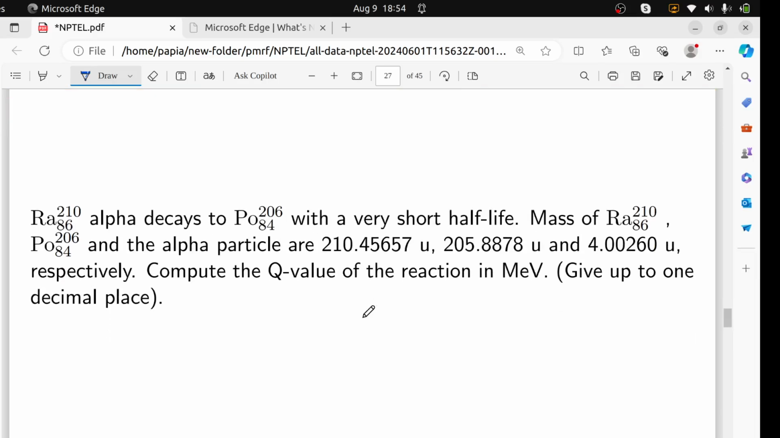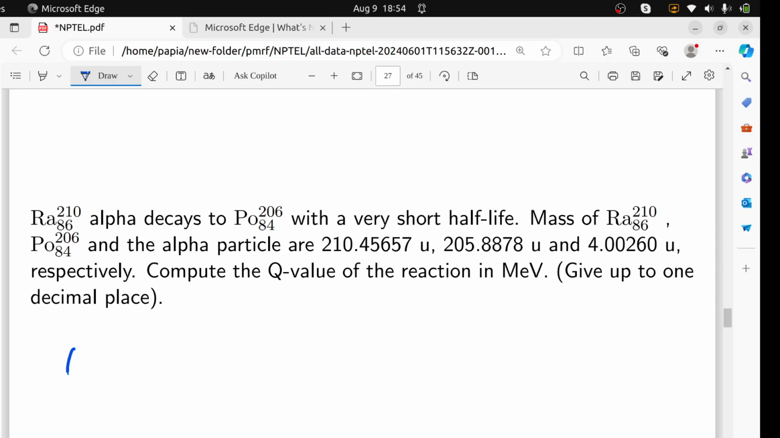So now coming to question number 9. Radium 86,210 alpha decays to polonium 84,206 with a very short half-life. Masses of radium, polonium and the alpha particle are given. Compute the Q value of the reaction in MeV. This is exactly similar to what we had done just now. So mass is already given, parent nucleus mass is given, daughter nucleus mass is given, as well as alpha particle mass is given. So here I am assuming that the mass means only the nuclear mass.